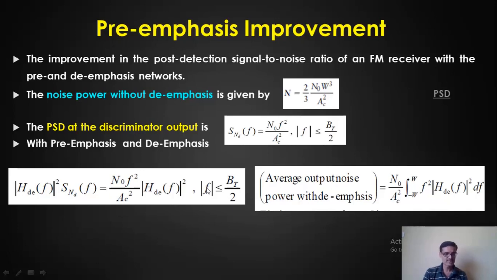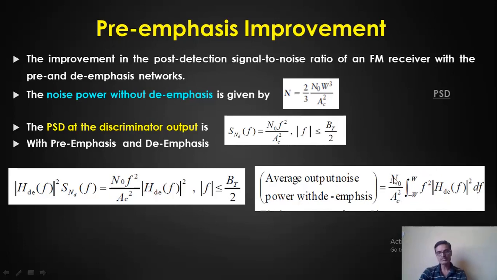Suppose I calculate the noise power using this PSD after passing through the de-emphasis circuit. How to do that? We can take the area under the curve of this PSD, or the integration of this term, over the interval of minus W to plus W after passing through the de-emphasis circuit, which is basically a low pass filter designed to allow only the message components. So just take the integration of this component, and I'll get something like this.